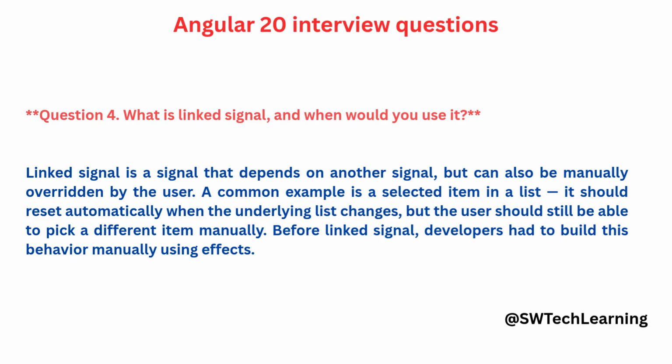Question 4. What is linked signal, and when would you use it? Linked signal is a signal that depends on another signal, but can also be manually overridden by the user. A common example is a selected item in a list. It should reset automatically when the underlying list changes, but the user should still be able to pick a different item manually. Before linked signal, developers had to build this behavior manually using effects.